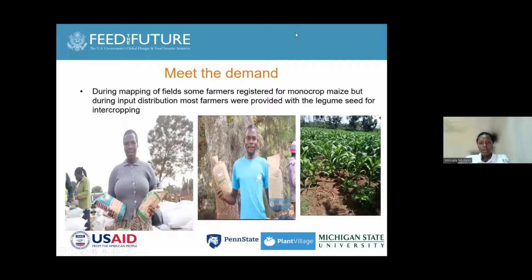As I continue giving examples of how flexible you have to be, there is another example of the provision of beans to most of our farmers. In the beginning, we were able to just map and collect data of the specific farmers who needed the maize and the beans.